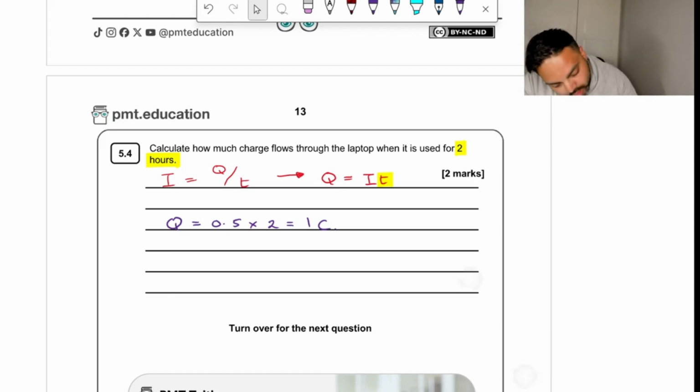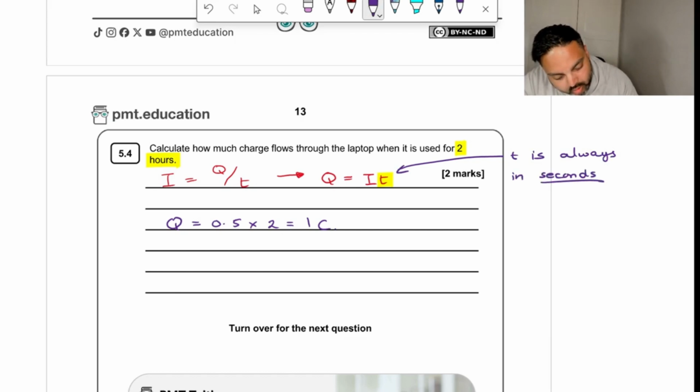Time, make sure you write this down, please. Time is always in seconds. You have to convert 2 hours to seconds. Okay, good, well done, Ellie. So that's one of the key mistakes that a lot of people make when they do this question.